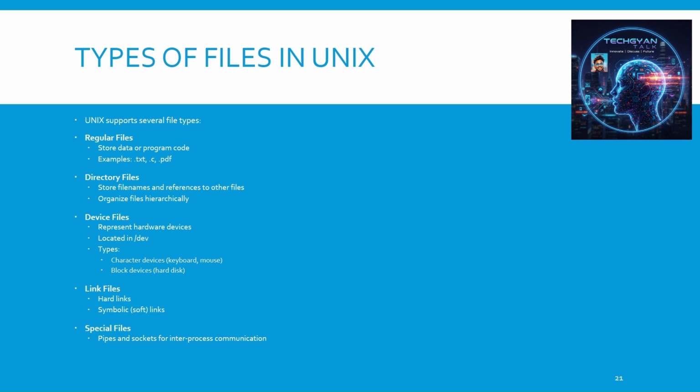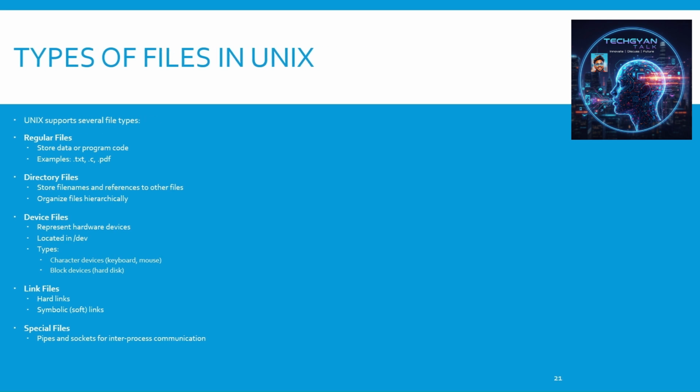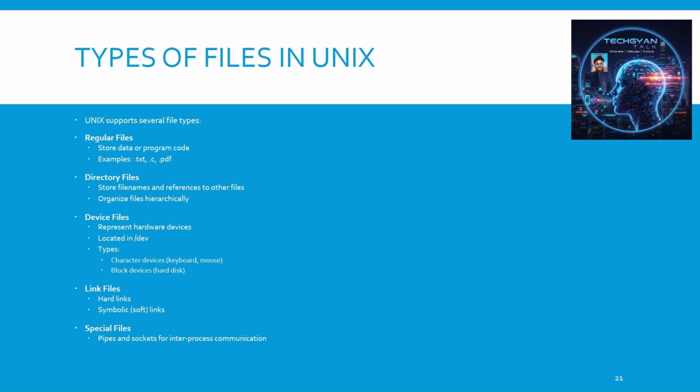Directory files, sorry, device files represent hardware devices located in /dev. Types: character devices, like keyboard and mouse, or block devices, like hard disk. Link files are hard links and symbolic (soft) links. Special files are pipes and sockets for inter-process communication.